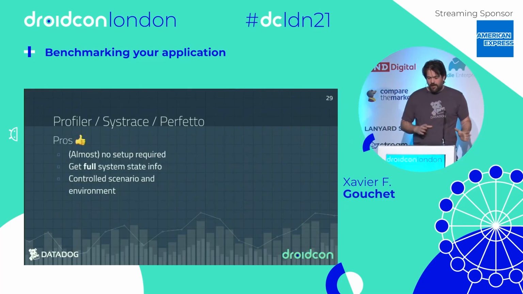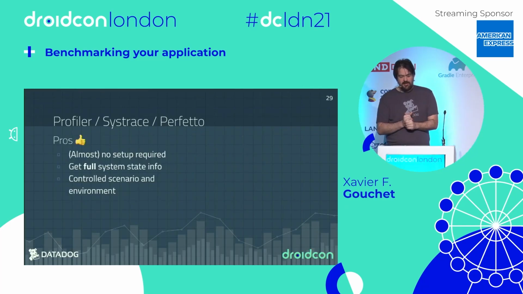So the pros of the profiler, systrace, Perfetto combo is that you don't have any setup required, or almost, if you don't use the tracing that I just showed. And you can get the full system information, the memory, the battery, the GPU, the rendering pipeline, everything you want. You also have, I didn't dig deep into this because there are lots of stuff, but you can have the animation threads, all the things that are inside of your application.